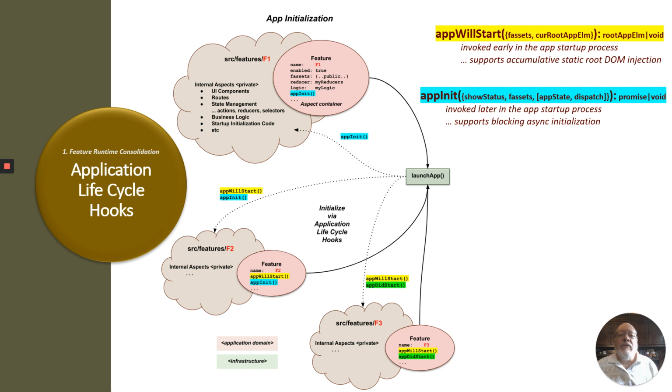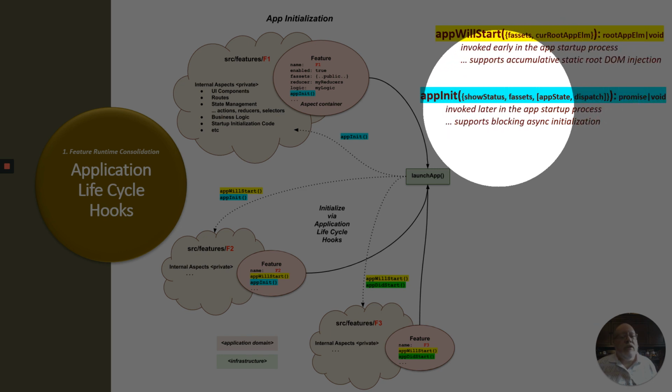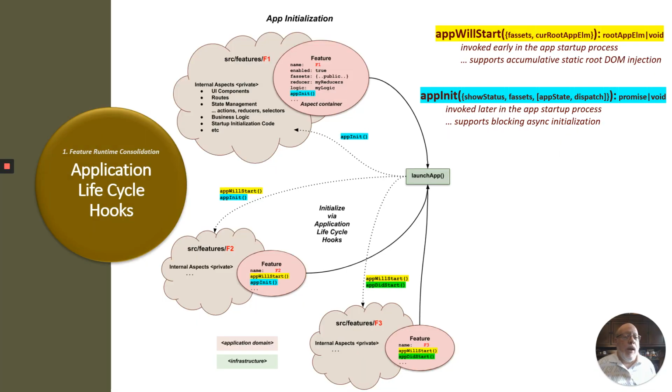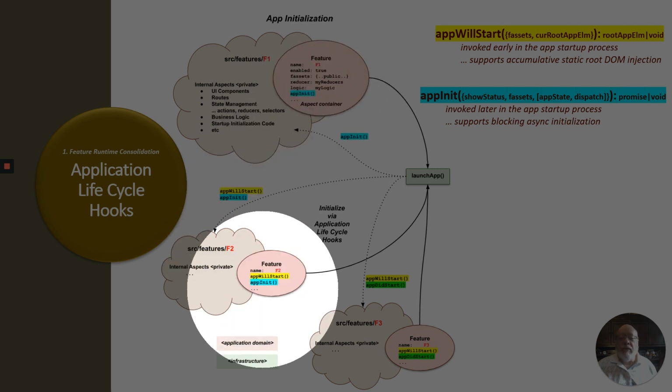So the second hook is app init, and it's color-coded in blue. Now this one's invoked later in the app startup process. And just like the first one, it can really do any kind of initialization you deem fit. The key takeaway from this one is it supports blocking asynchronous initialization. So by simply returning a promise, feature U is going to block and wait until that function completes successfully. So you can see here that the F1 has an app init registered along with the F2.